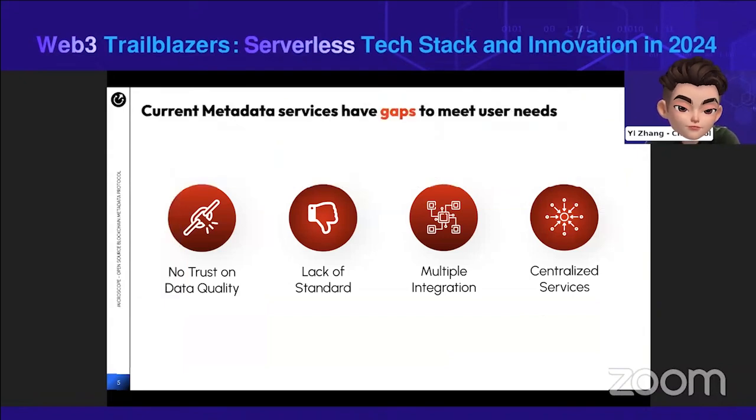But after analyzing the industry's current providers, we think there is a gap in meeting user needs. Here are the pain points. The first is low trust in data quality. Maybe some metadata service provider comes to us and tells us the address we are looking for actually belongs to Coinbase. Should I believe it? Why should I believe it if they do not have evidence to reveal it?